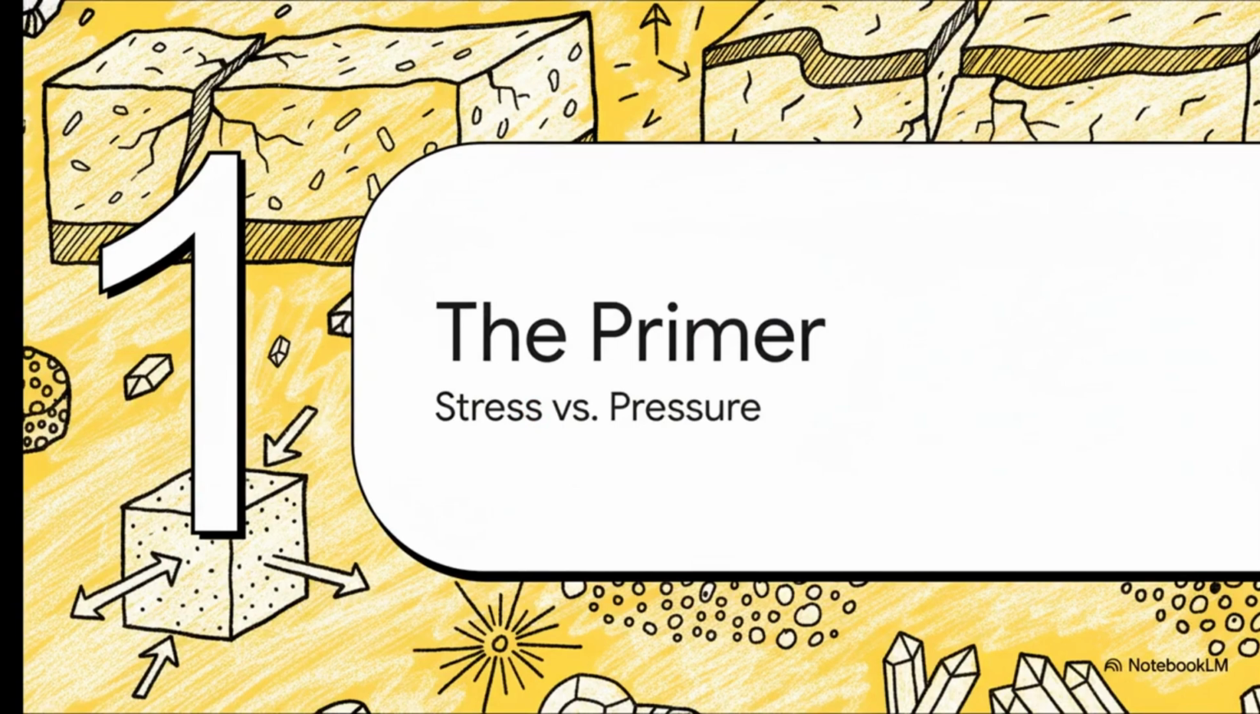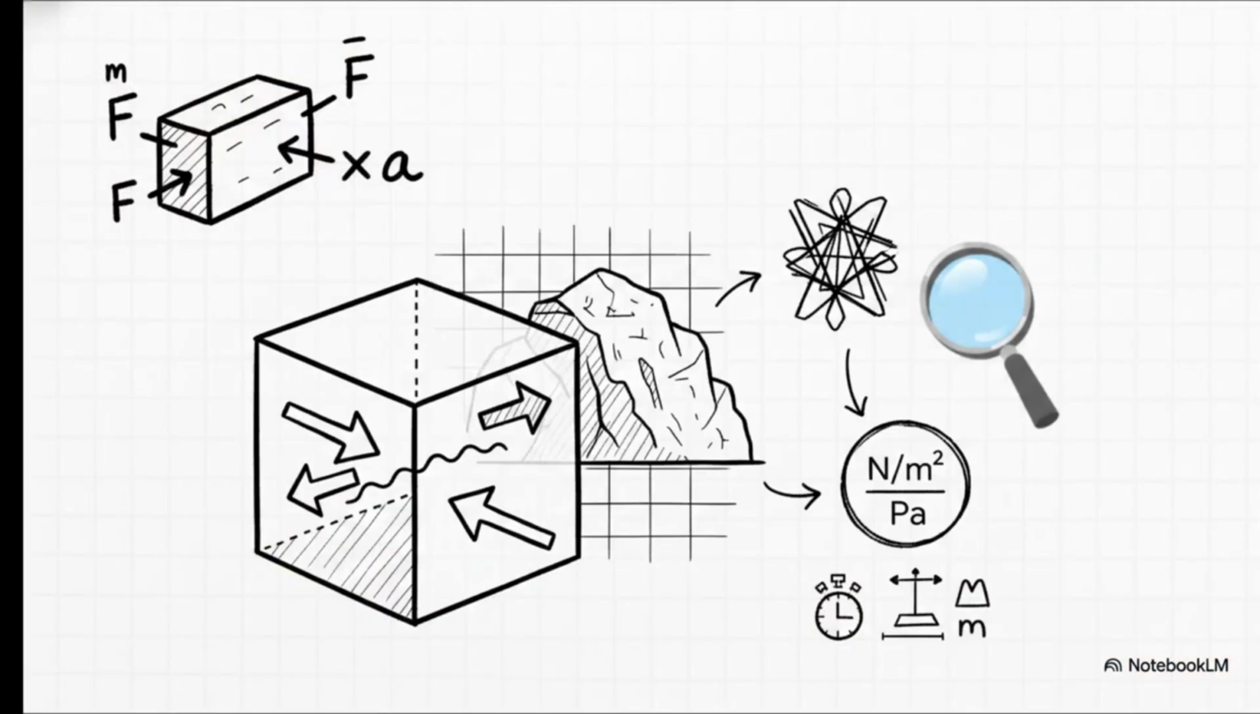Section 1. The primer. Stress versus pressure. Before we crunch any numbers, we absolutely have to get our definitions crystal clear. In basic physics, force is just mass times acceleration. But stress? Stress is a bit more complex. It involves a pair of equal and opposite forces acting on a specific planar portion of a body. And because of Newton's third law, these forces actually cancel each other out.